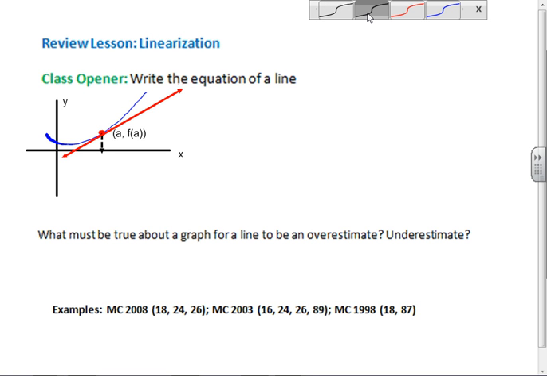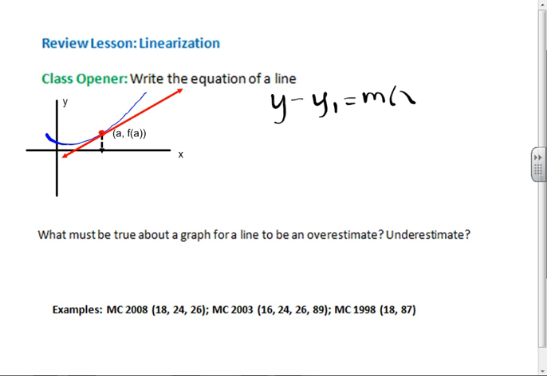Okay, what's the equation of a line? Zach, what's the equation of a line? No, we are not going to use y equals mx plus b. Why? I can't tell you why. Because it's easy. So if this is my point, what's the equation of the tangent line? Y minus f of a. What's the slope there? F prime of a. And it's x minus a.